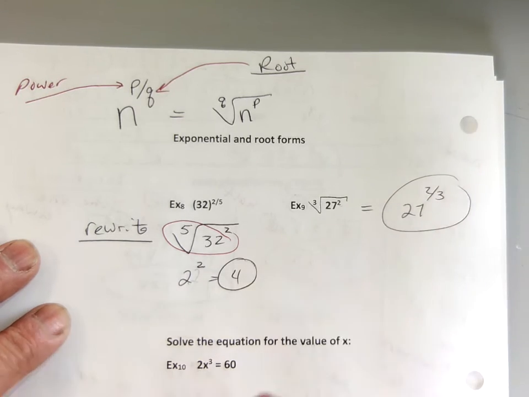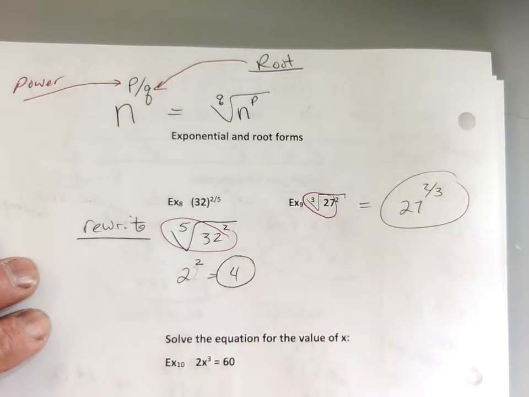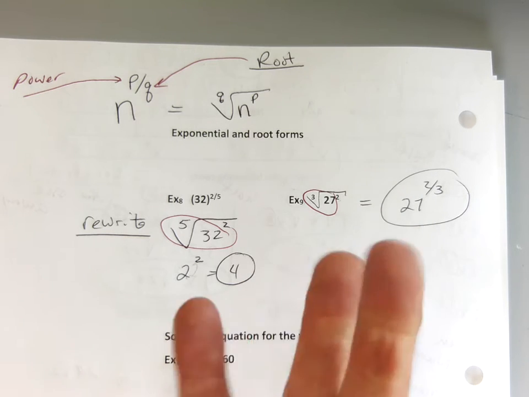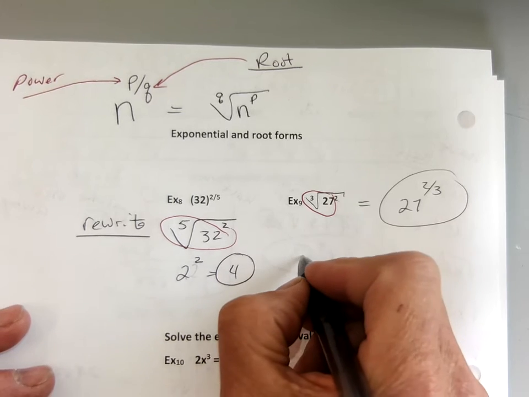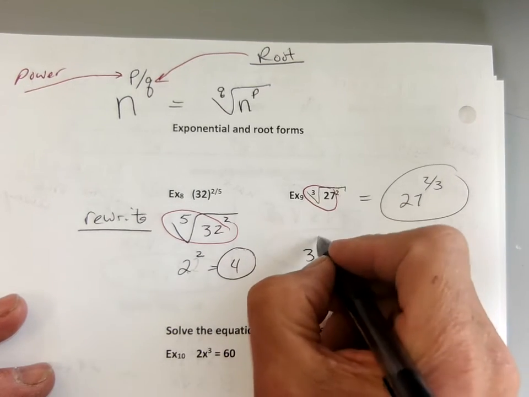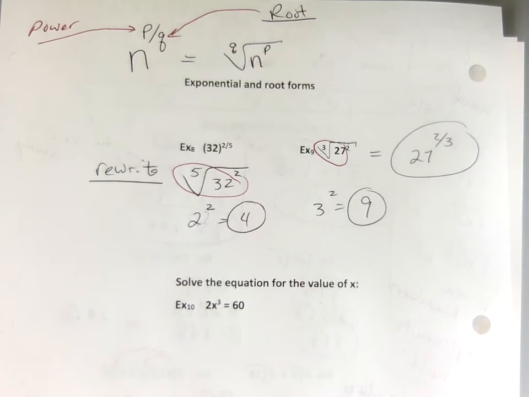I also know, if I need to solve this, that 27 is 3 times 3 times 3, which is 3 cubed, so I'm going to rewrite that as 3. And then 3 squared is 9. Okay, we're getting there. Example 10, let's solve. Okay, that should be easy.